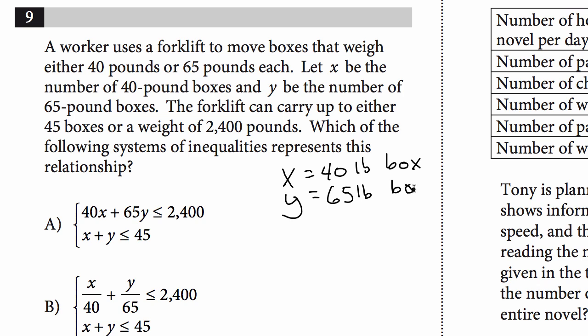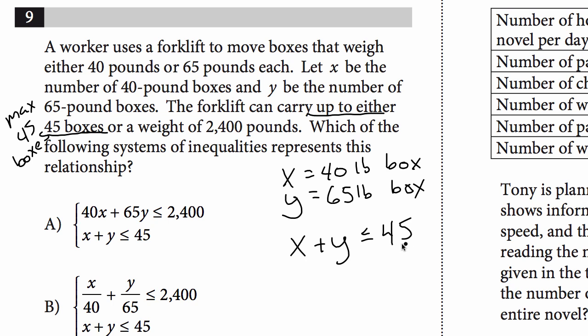The forklift can carry up to either 45 boxes. So carry up to, that's basically saying a max. So that's a max of 45 boxes, right? So how do I write that? Well, X is the 40 pounders, Y is the 65 pounders, and a maximum, so less than or equal to 45, because that's the most they can carry. It says, or a weight of 2,400 pounds. So now, X's are 40 pounds.